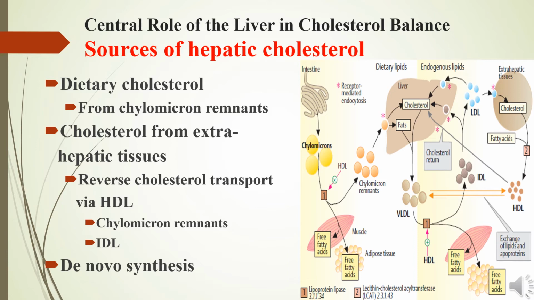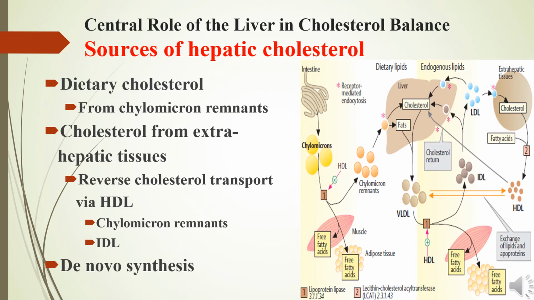The sources of hepatic cholesterol. After lipid digestion, chylomicrons and other lipids are absorbed and bypass the liver to the circulation. The chylomicrons are processed in the circulation where they are converted into chylomicron remnants that are delivered to the liver, and this represents the first source of hepatic cholesterol.